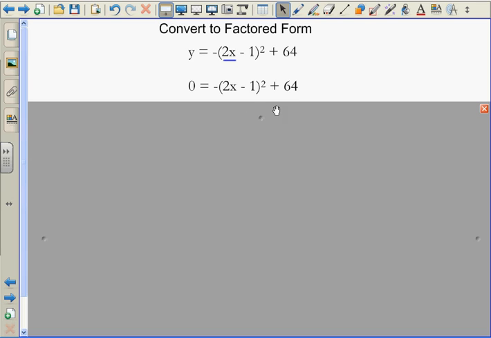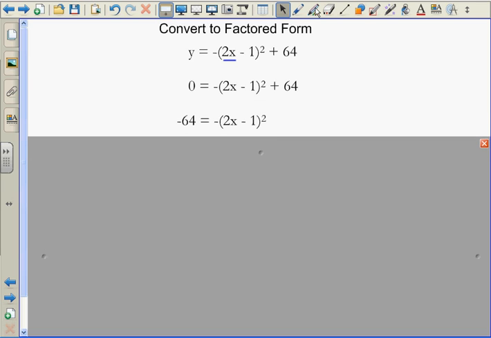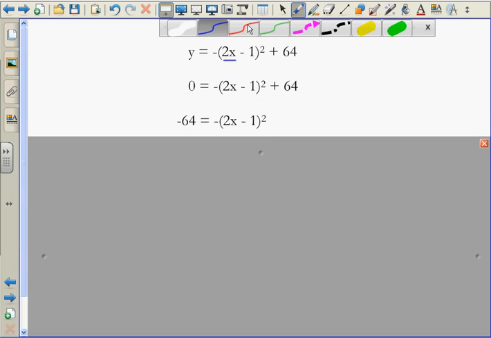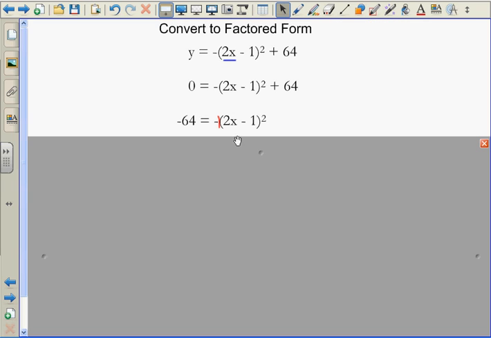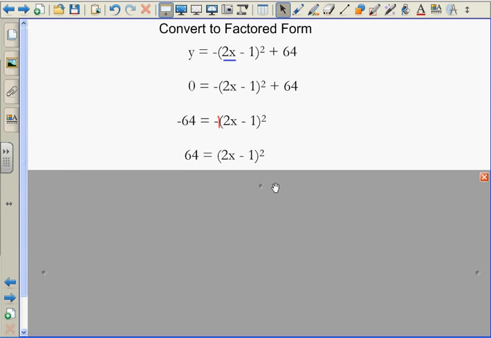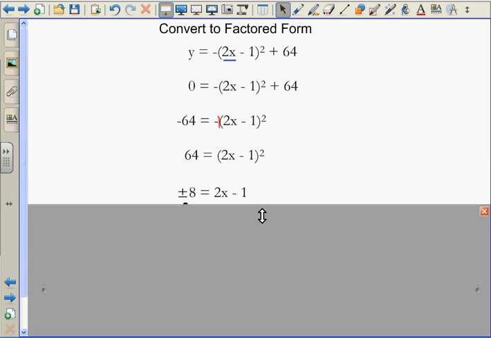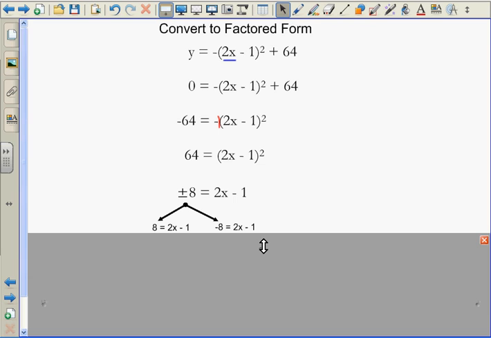Then we'll subtract the 64 across. I don't know if you noticed this guy up in the front, there's a negative up there, which remember is really like a negative 1. So we need to divide that negative 1 across to make it a positive 64. Square root both sides to get rid of the parentheses squared. Square root of 64 is plus minus 8, so we'll split that right away.